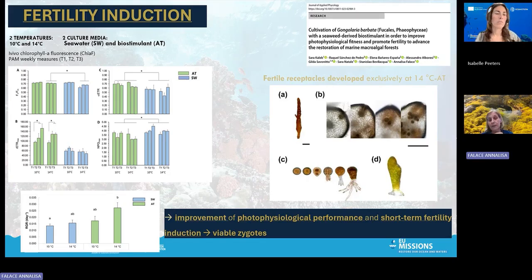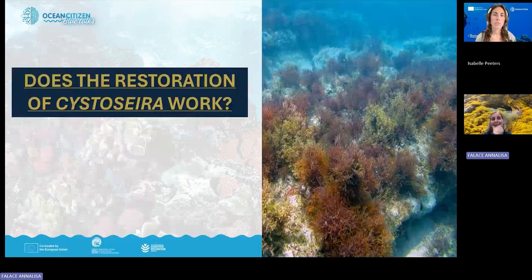We are using biostimulants, we are using hormones. For the moment, we have succeeded for one species, Gongolaria barbata. Now we are working on 2 other species, but at present the results are not so positive. So we still don't know all the mechanisms that are at the basis of the reproductive development of these species. So we have to study more.